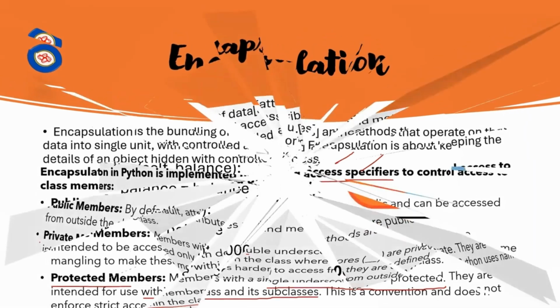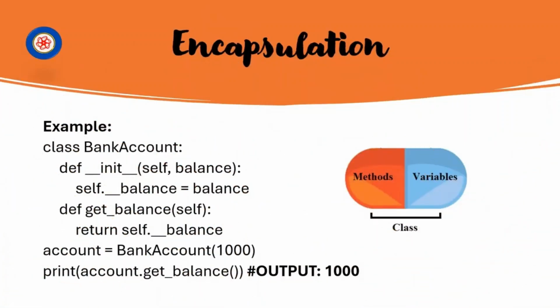Now let's move forward. Let's take a look at this encapsulation example where we created a class named bank account with a private balance attribute and a method to retrieve the balance. This double underscore before balance indicates that it is a private attribute, which means it cannot be accessed directly from outside the class. This method getBalance is a getter method that returns the value of the private attribute balance.